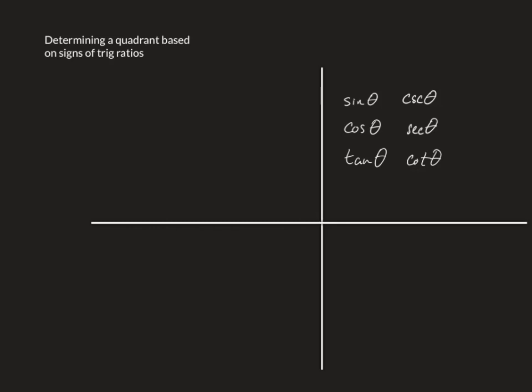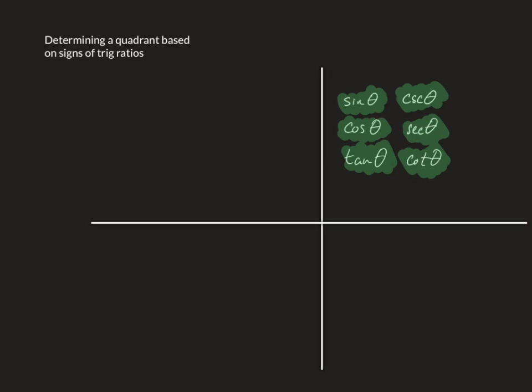Determining quadrants based on signs of trig ratios. I'm going to go ahead and start off with the easiest quadrant of all of them, the first quadrant. Every trig ratio is positive in the first quadrant. Once we leave the first quadrant, that's when you can possibly get some negatives and some positives. But everything is positive in the first quadrant, so we're going to start there.